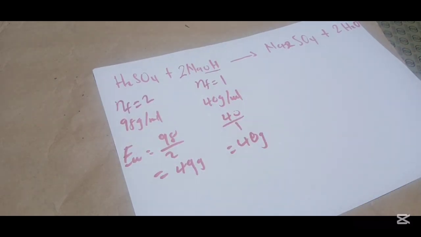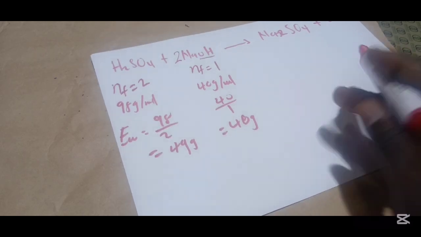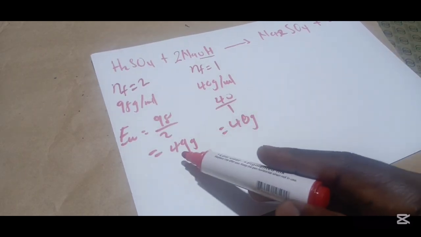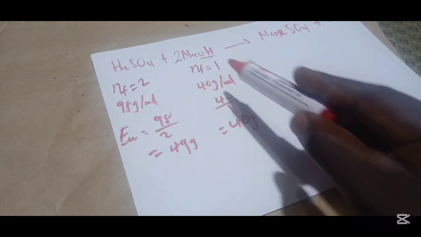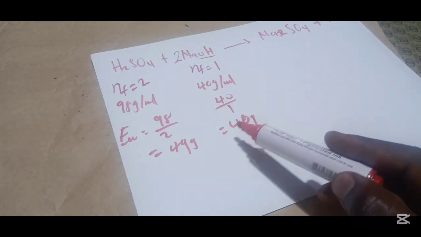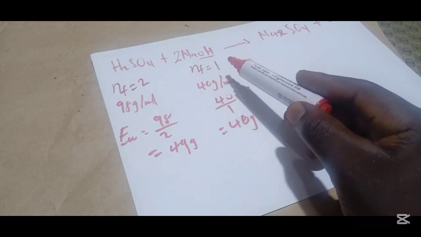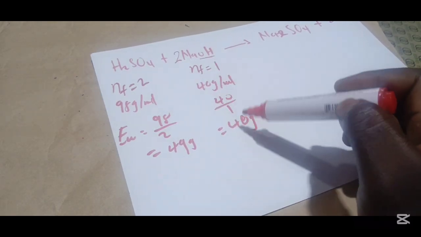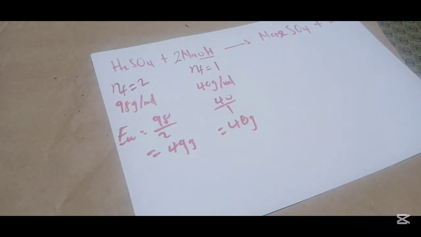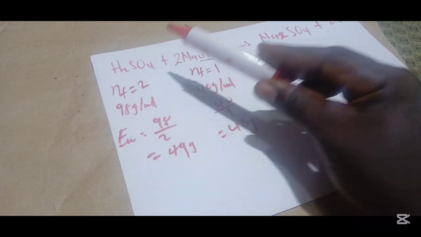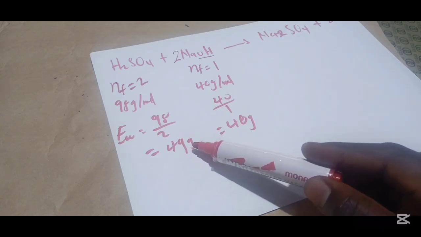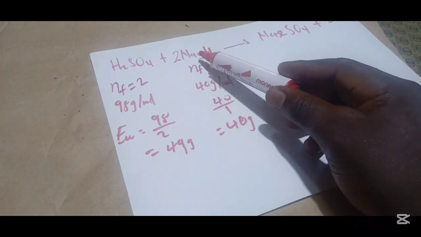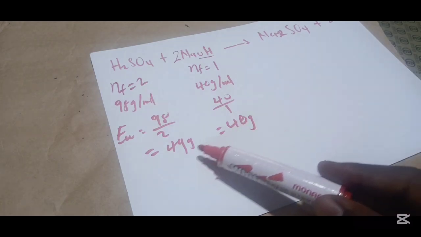So what this is telling me in this reaction is that 49 grams of sulfuric acid is going to react completely with sodium hydroxide. So I should get 49 grams of sulfuric acid and then 40 grams of sodium hydroxide before they can react completely without any waste. So this is 1 mole of sulfuric acid, we need 49 grams, and for 1 mole of sodium hydroxide, we need 40 grams to react completely.